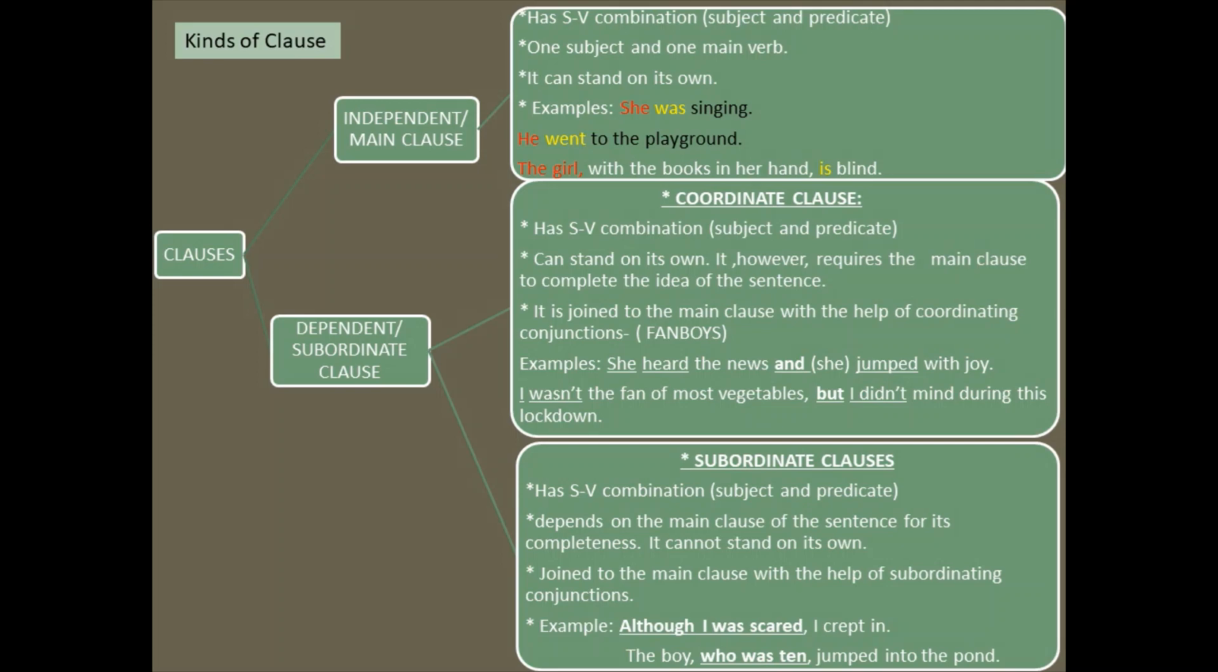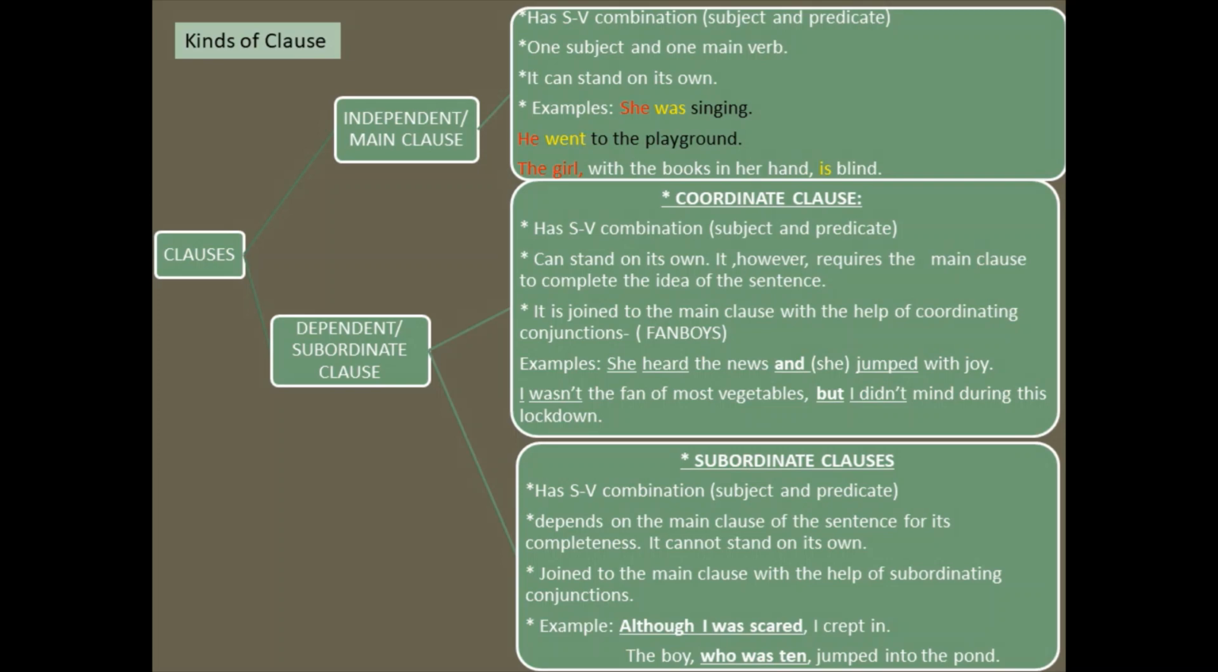Let's see the main points about the independent or the main clause. It says that it has a subject-verb combination, that is the subject and the predicate. Predicate includes the verb and the object, right? Then it will have one subject and one main verb. That means it will have the structure of SVO, where it would have one subject, one main verb, and the predicate or the object. It can stand on its own.